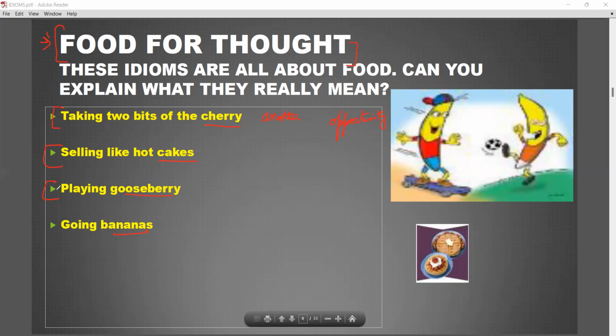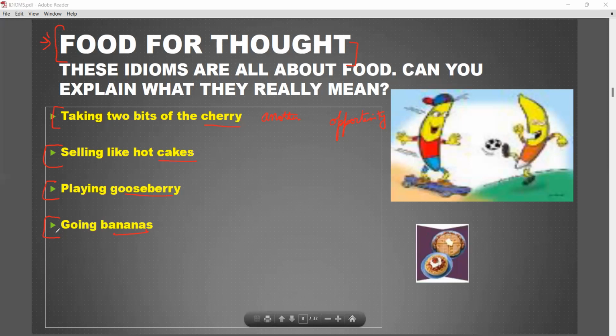Now, going bananas, this is again crazy. Going bananas means to go crazy, or to lose a sense of rationality. The usage you will understand better. For example, she would always go bananas when she suspected him of not prioritizing her. So she goes crazy, she goes mad, she loses her rationality whenever the boyfriend does not pick up a call or something like that. That is going bananas.